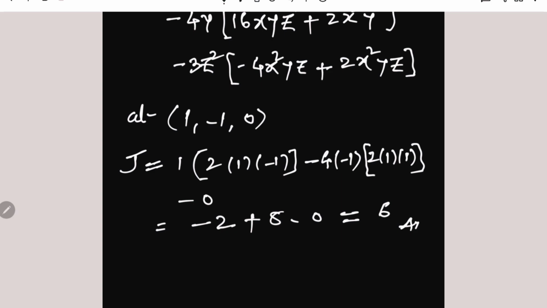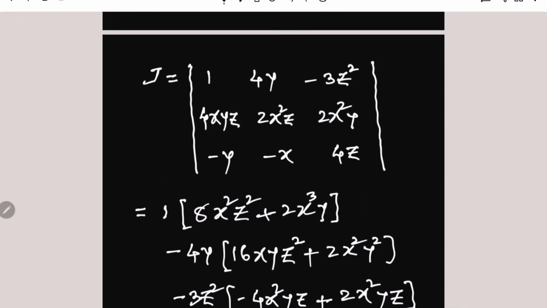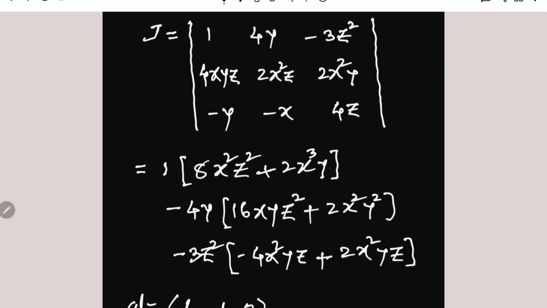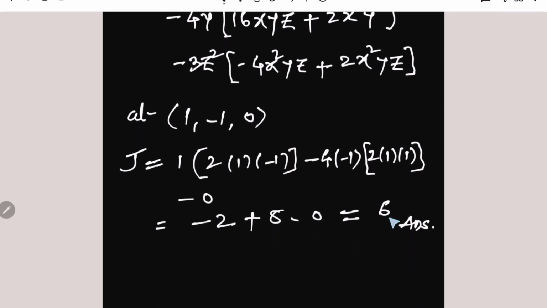This is the required answer. A very simple problem. All of you must be able to find the partial derivatives correctly. Therefore, be careful while performing the partial derivatives. In total 9 derivatives we have to obtain, and then find the value at the point 1, minus 1, 0. We get that value as 6.